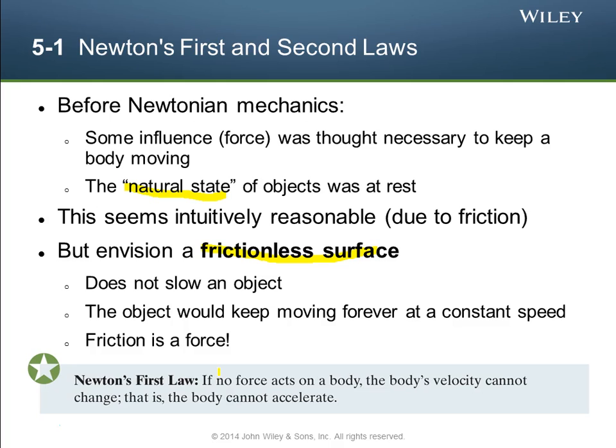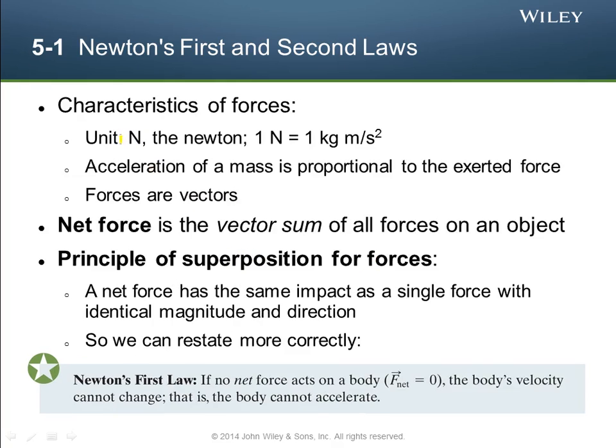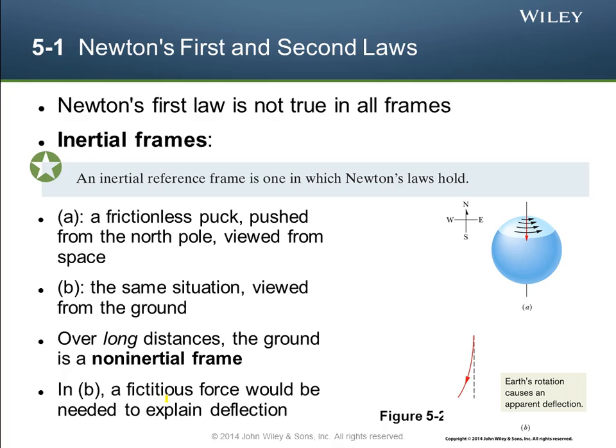Newton's first law tells us that if there's no force on a body, then the body's velocity cannot change. We know that the unit of force is a newton, and 1 newton is a kilogram meter per second squared. We say that the acceleration of a mass is proportional to the force that is exerted, or the net force. And net force is just the vector sum. So we're going to look at forces as vectors in vector notation and add those together to get our net force. If there is no net force, then the object is in equilibrium and the body's velocity will not change. All right, this is taking us back to Newton's first law.